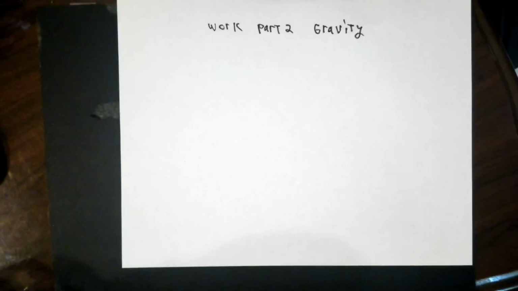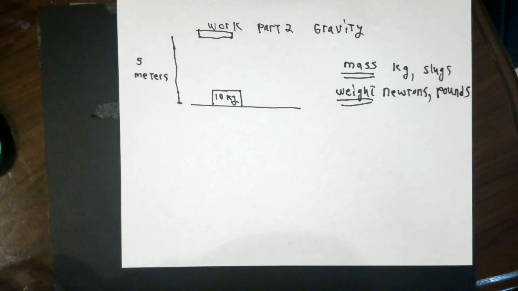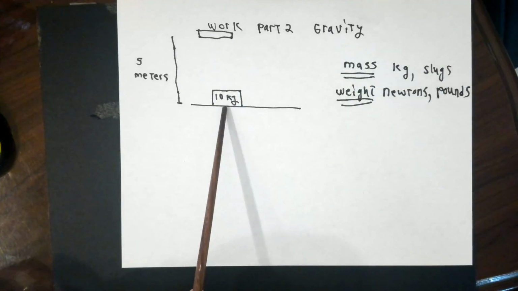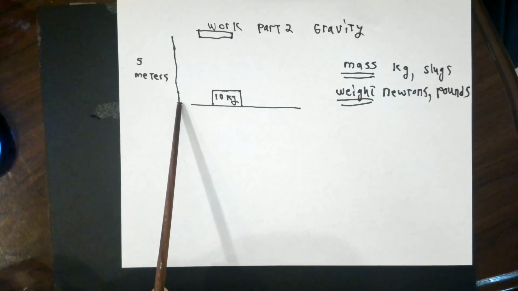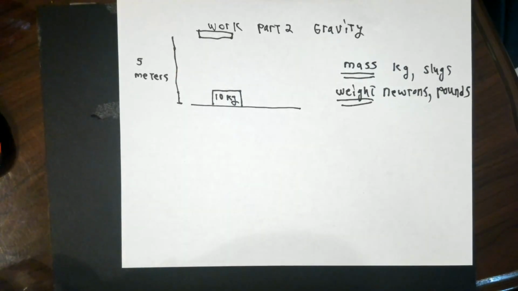Good morning. Today, I'd like to talk about work done by moving an object around in opposition to the force of gravity. To start with, I'll remind you how you did this in a very simple situation. We're going to have some object that has a certain mass to it, say 10 kilograms, and we're going to lift this 5 meters straight up and try to figure out how much work was done.